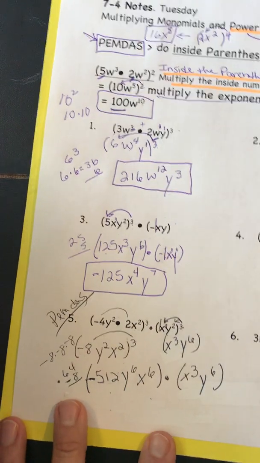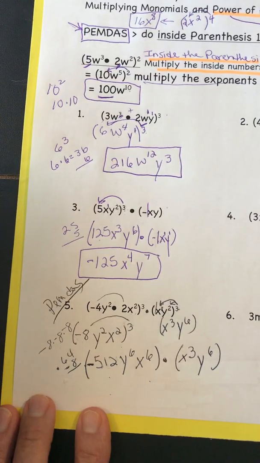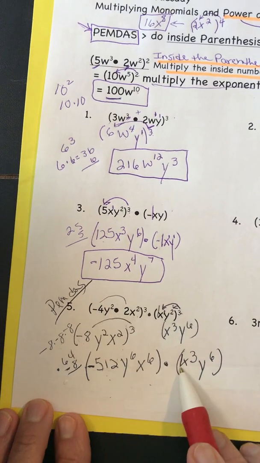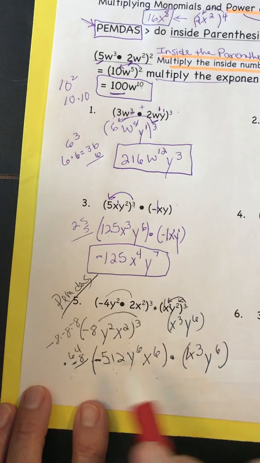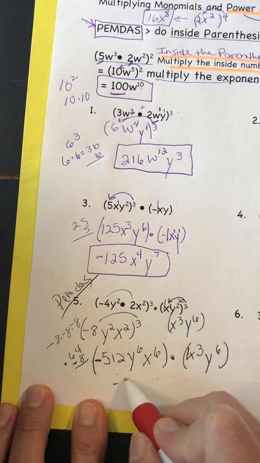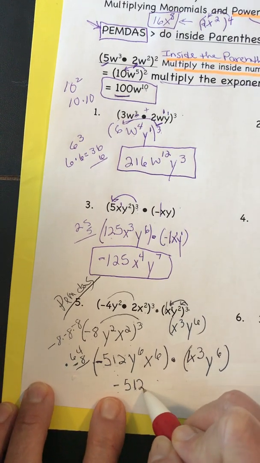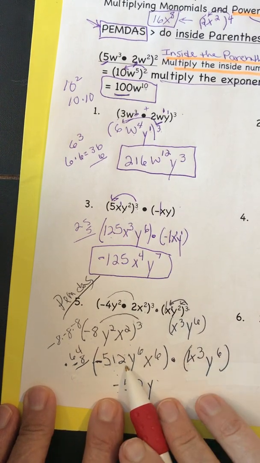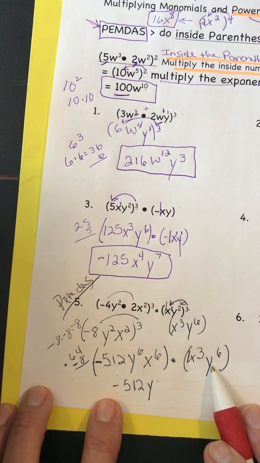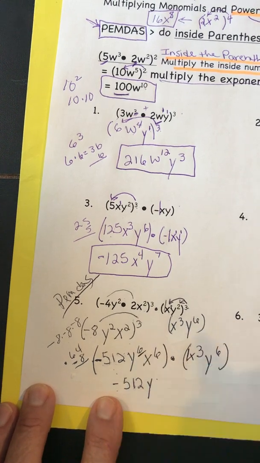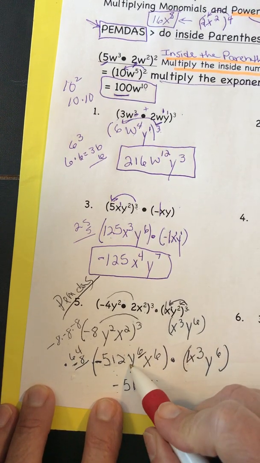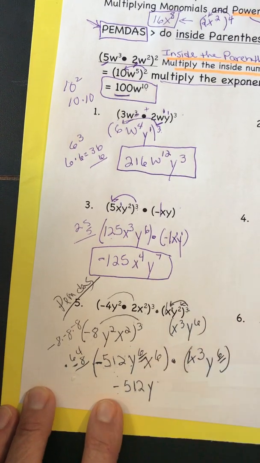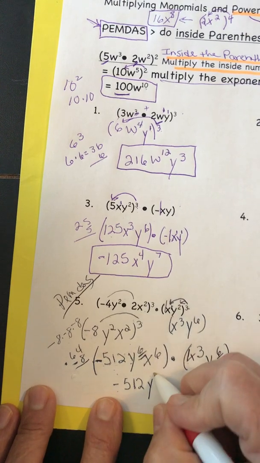So now I have this multiplication of monomials, and I'm just going to do what we've been doing in the past. I'm going to multiply the numbers: -512 times 1 gives me -512. Now I have my y's. Since I'm multiplying monomials, not doing power of powers, I'm going to add my exponents. We've got y to the 6th, and over here we've got y to the 6th. Make sure you add the right ones. So 6 plus 6 gives me 12.